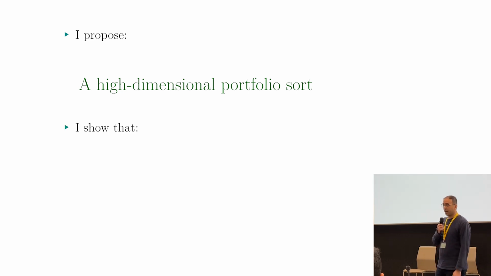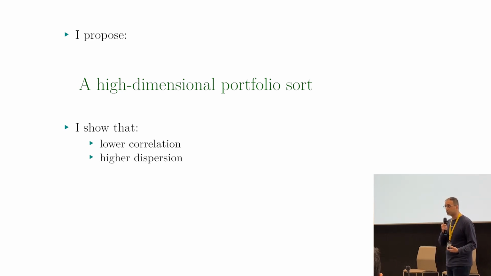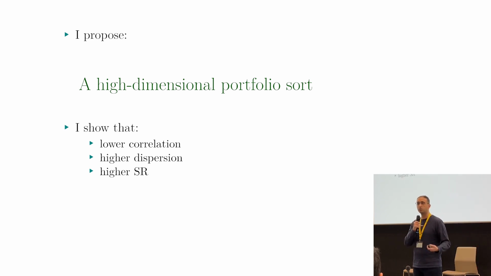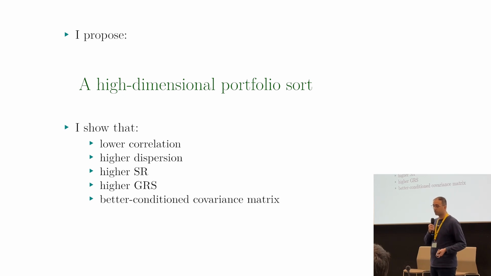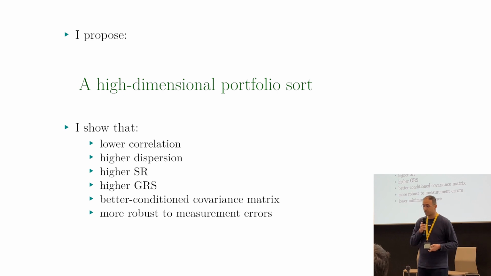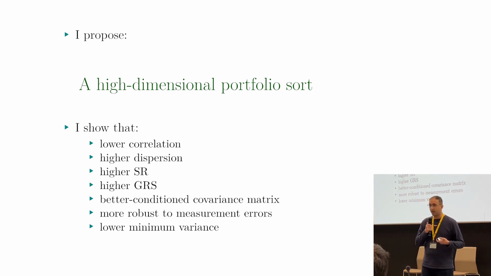So I show that these high dimensional portfolios show lower correlation, significantly lower, and higher dispersion in expected returns, higher in-sample and out-of-sample Sharpe ratio. They show higher GRS statistics, so they are harder to price. They have a better conditioned covariance matrix. They are more robust to measurement errors, and they show lower minimum variance compared to a large set of alternatives in the literature.